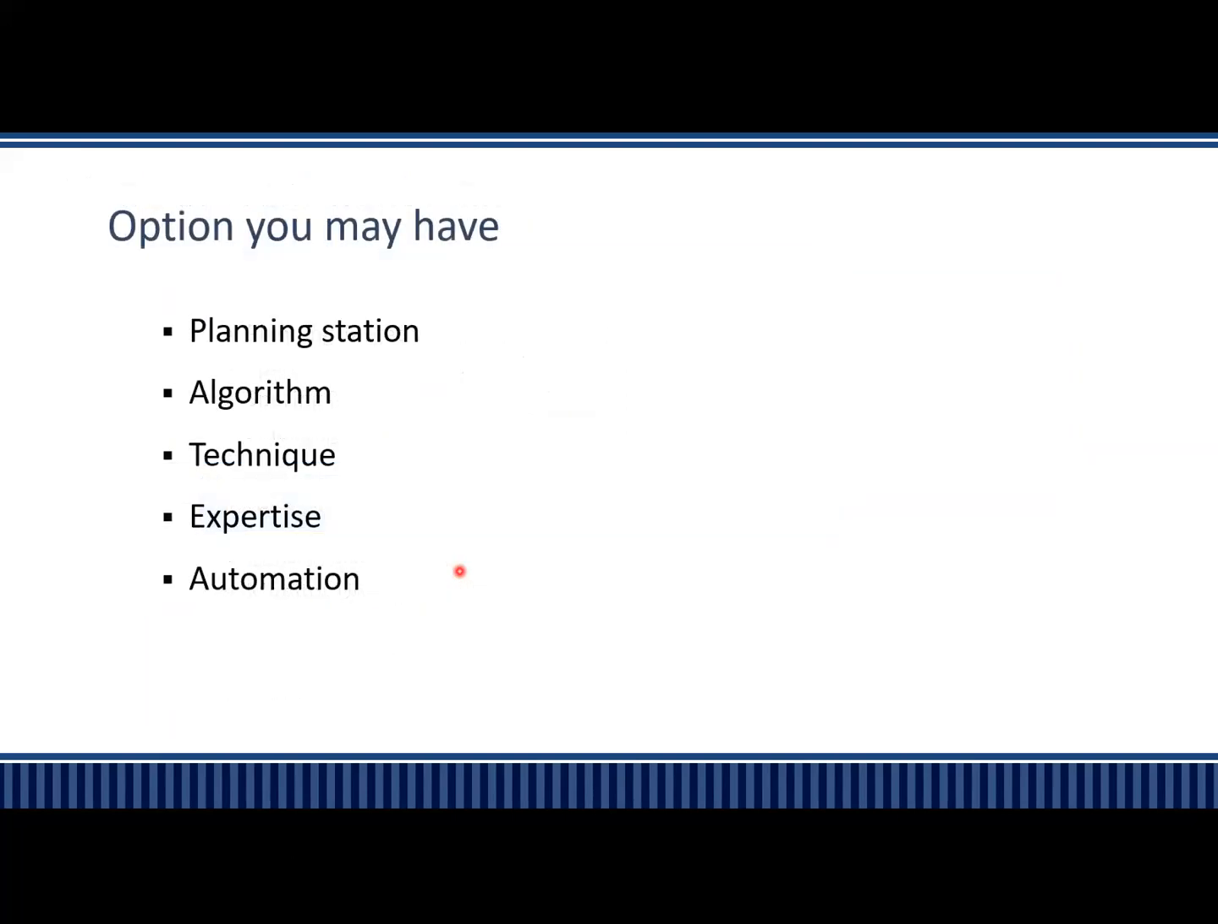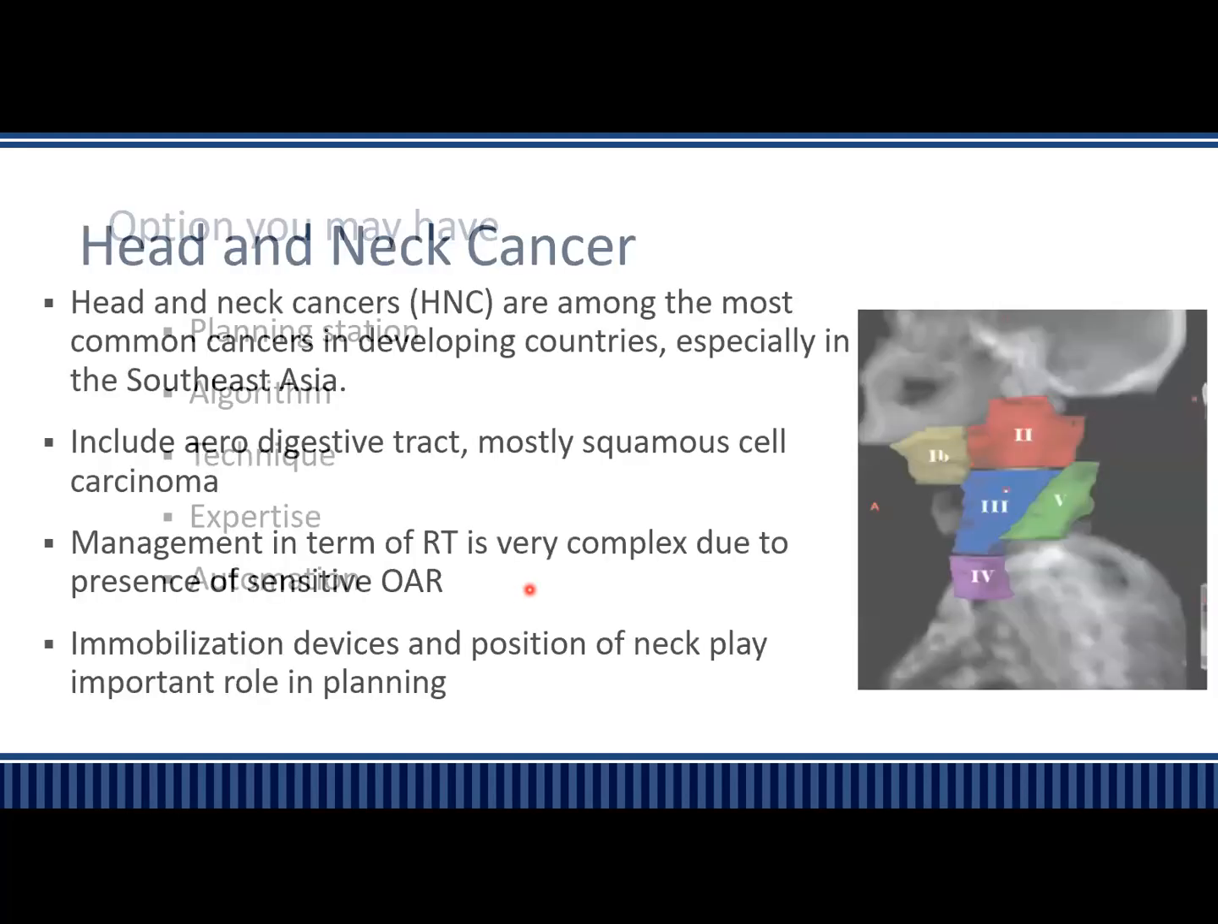Other options you may have are a planning station, algorithm, techniques, expertise, which of course is important, and automation. In this new era AI is coming, so we have to learn automation as well, and AI as well.